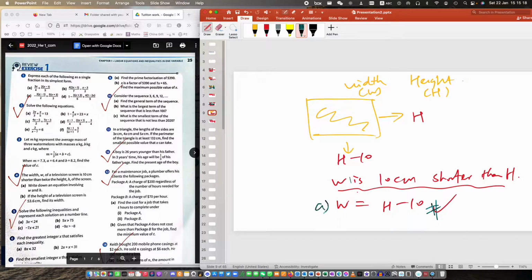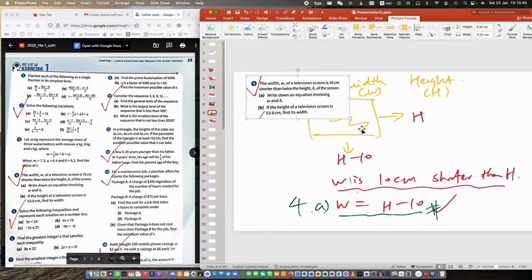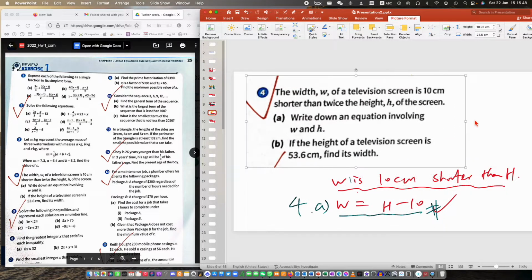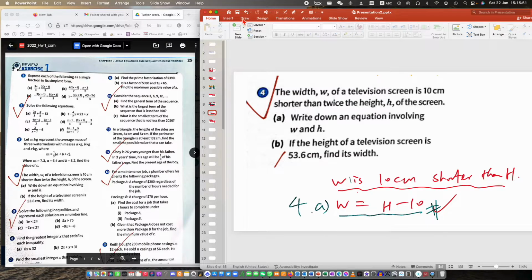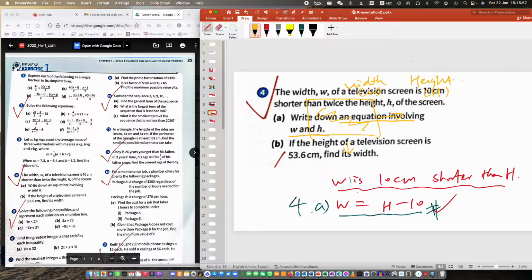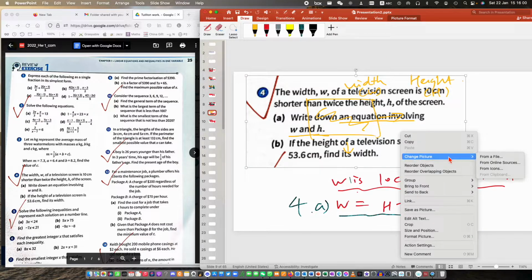This is your part A. For part A, which is this question. Did you get this? Or you don't understand the question? 4A, what do they want? They say write down, right? Can you see? 4A, write down an equation involving W and H.